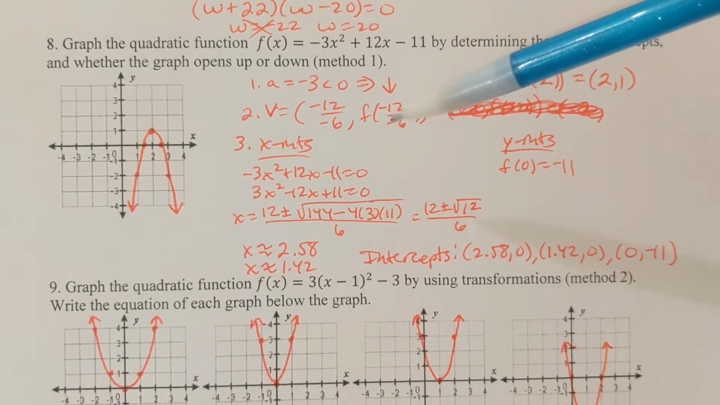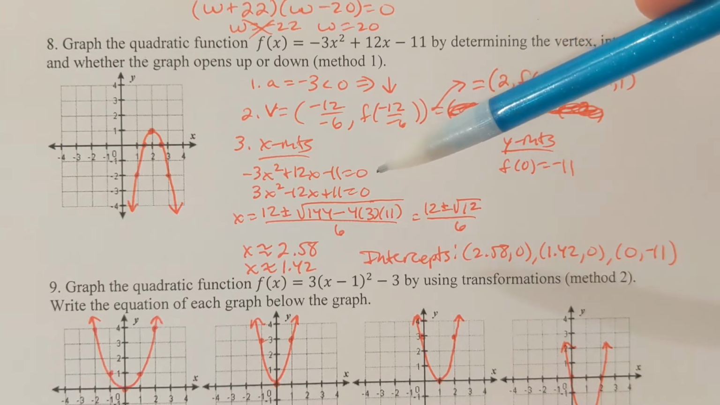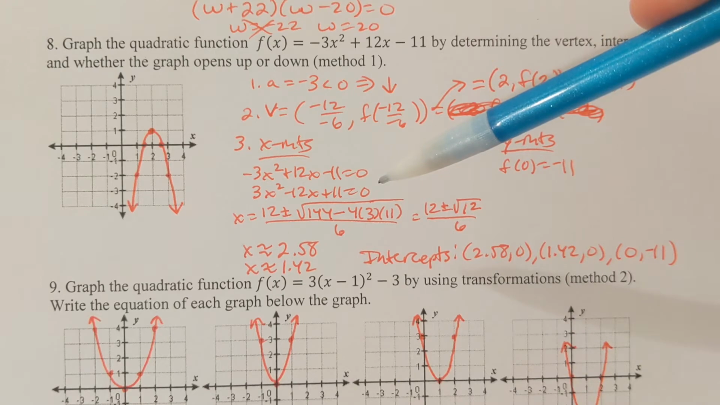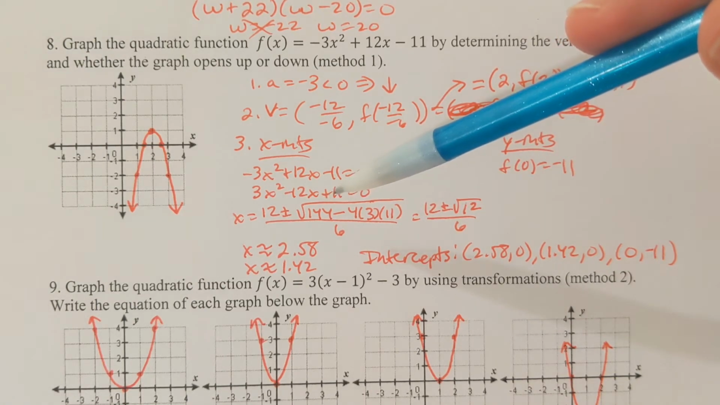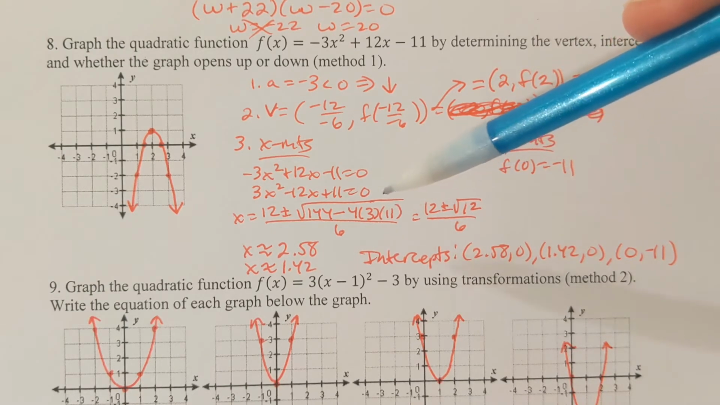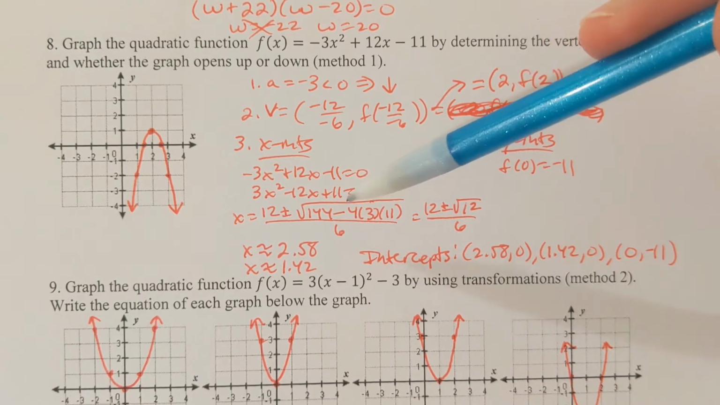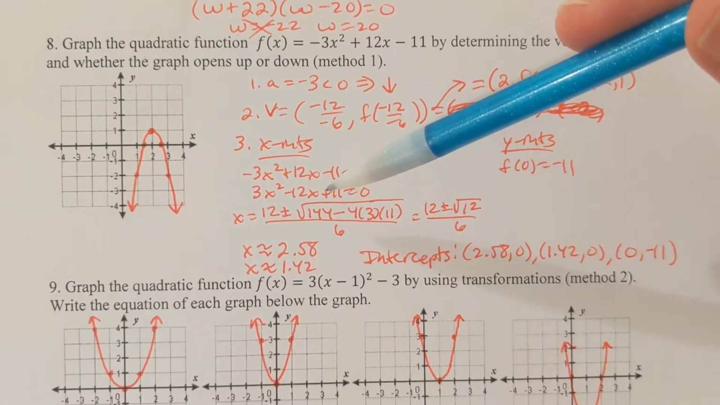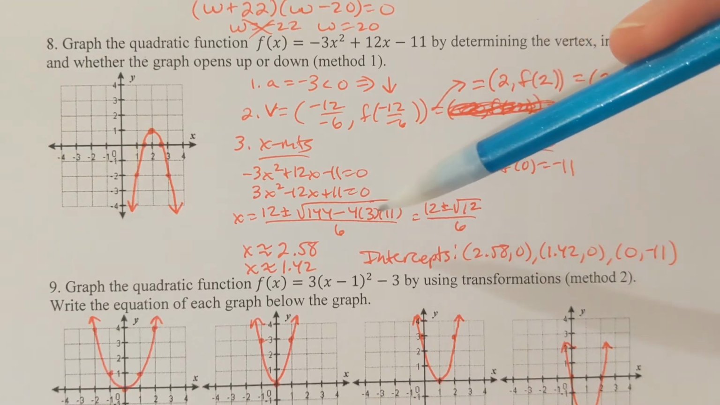Okay, and the x-intercepts are located at negative 3x squared plus 12x minus 11 equals 0. Multiply both sides by negative 1. And then I use the quadratic formula. So negative b plus or minus the square root of b squared minus 4ac all over 2a. Opposite of b is 12 plus or minus the square root of negative 12 squared, which is 144, minus 4 times 3 times 11, all over 6.